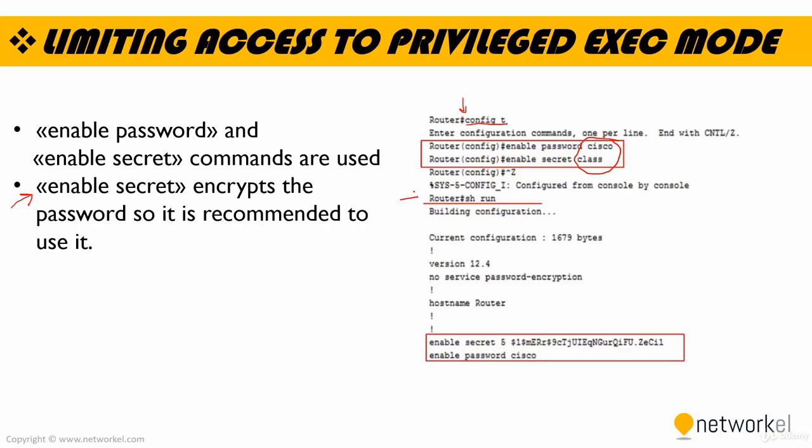And when I use the show running-config command, you can see that the password that I set with enable password is clear text, and I can easily read it. But the password that I set with the enable secret command is hashed. The clear text is class, but as you can see, I see something encrypted. And that's why we should use enable secret to limit the access to the privileged exec mode instead of enable password.